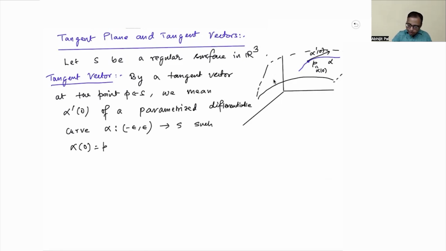So if I take any other curve like this, and if I take the tangent vector here, if this curve is beta and beta(0) is equal to P, so I'll just take the velocity vector beta prime(0). Okay, so this collection will give you a set of vectors at the point P. Okay, so this is my definition of tangent vectors.